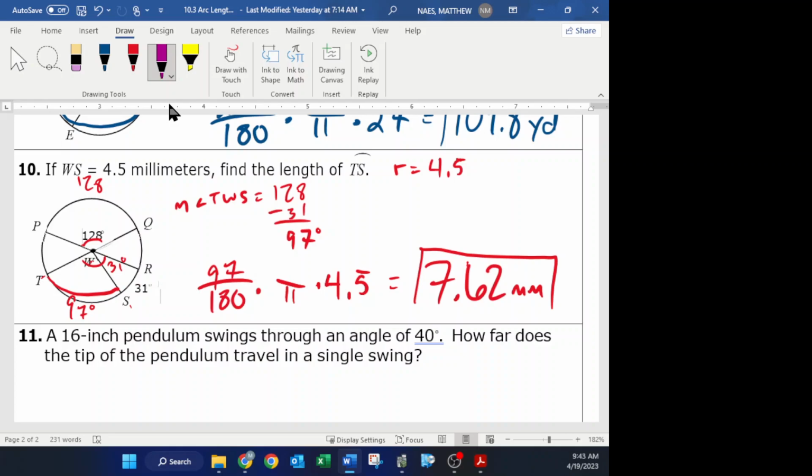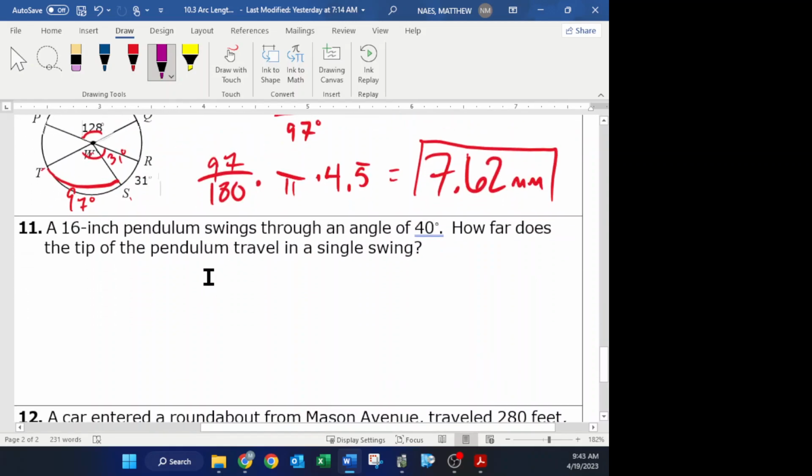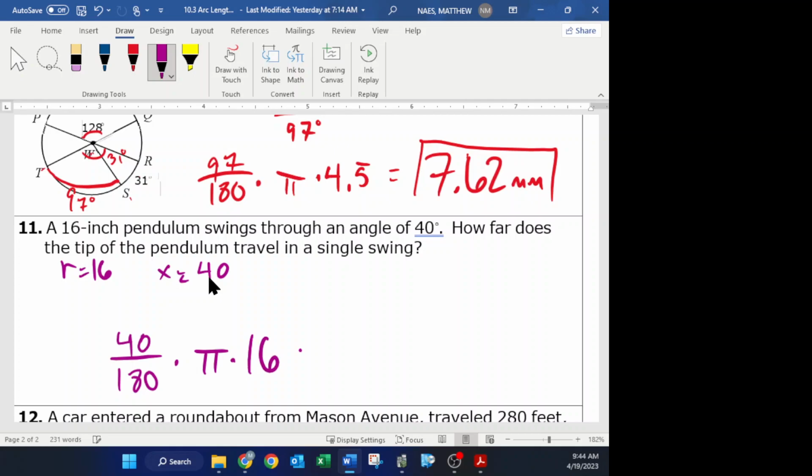All right. So number 11. This is pretty much straightforward. A 16-inch pendulum swings through the angle of 40 degrees. How far does the tip of the pendulum travel? So what is the arc length? Well, they give us the radius is 16 and X is 40. And we just plug it in the formula. So that would be 40 over 180 times pi times 16. And that is 11.17, and it's in inches, so inches.